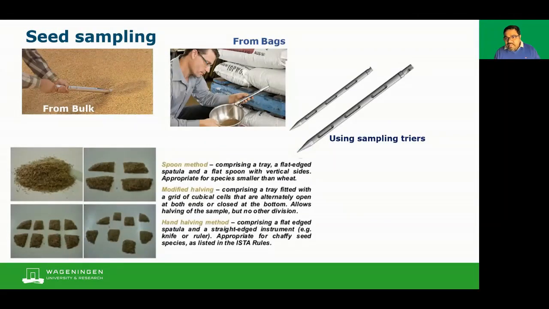First of all, we need to know that seed sampling is very important. The seed sample should be representative of the whole lot. This is how you can see that sampling triers are used. These are pipe-like slotted equipment with which you can insert it inside the bulk or inside the bag, as you can see here, and pull the sample. Also, if the seeds are not that bulky, you can use methods like the spoon method, the modified halving method and the hand halving method. With these methods you can collect the sample, then reduce it, then pack it and send it to the seed testing laboratory.